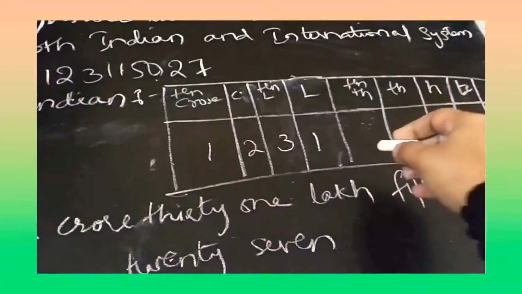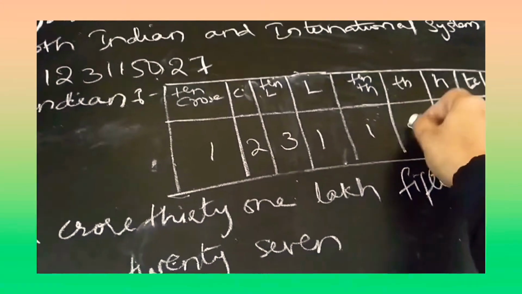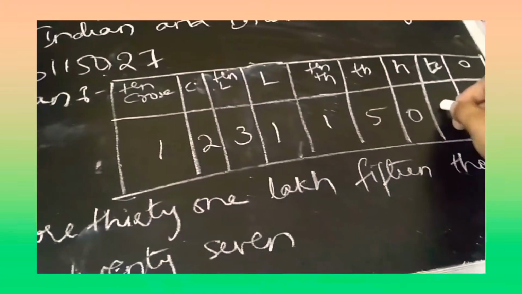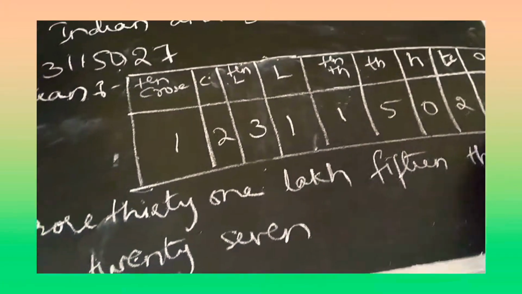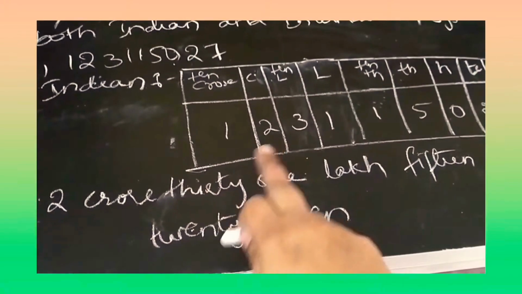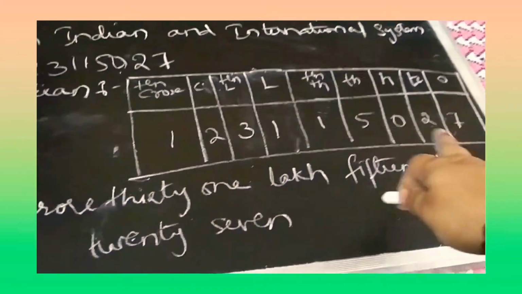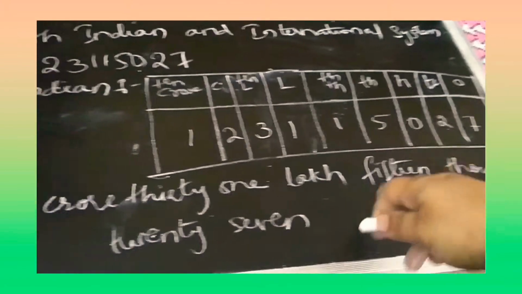15,000. Okay, 1, 5. Then in the 100, 0 is there. Then 27. Okay, it is 12 crores, 31 lakh, 15,027.